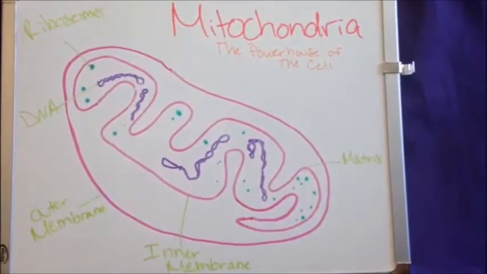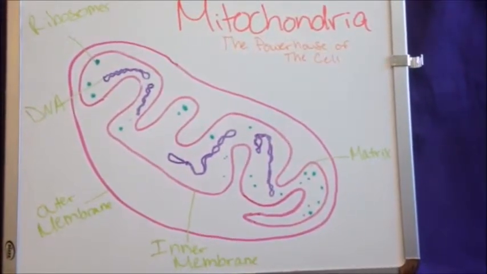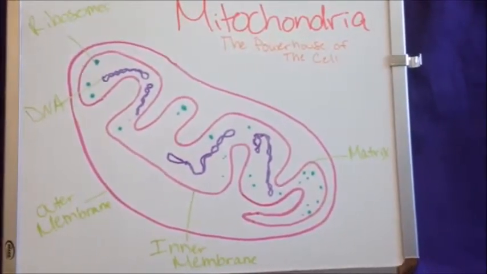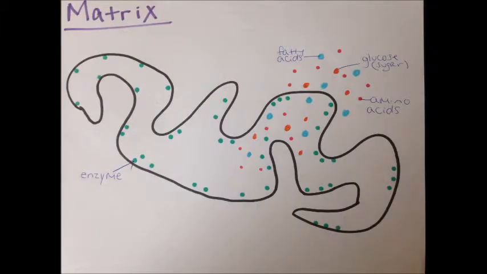Mitochondria are responsible for producing energy in the form of ATP for a cell. They are made up of an outer membrane, an inner membrane, a matrix, ribosomes, and DNA. The matrix contains all the components needed to make energy for the cell in the mitochondria. The green circles represent enzymes that line the wall of the matrix's membrane. They work to break down substances that enter the matrix.